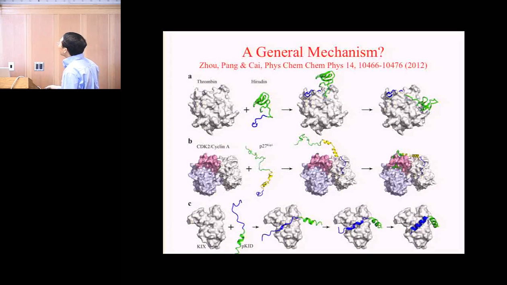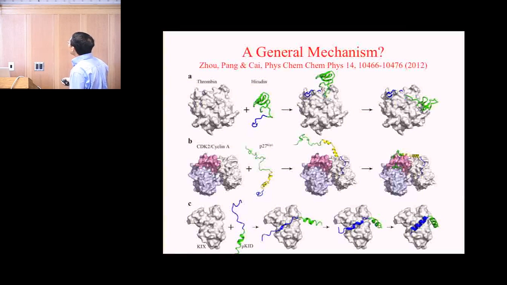A different system that's studied by Peter Wright's group is the binding of PKI to KID, and here they actually proposed a model that's similar to dock and coalesce. They found that in the process the two subunits form intermediates in which one helix is formed first, and then the second helix is formed subsequently.